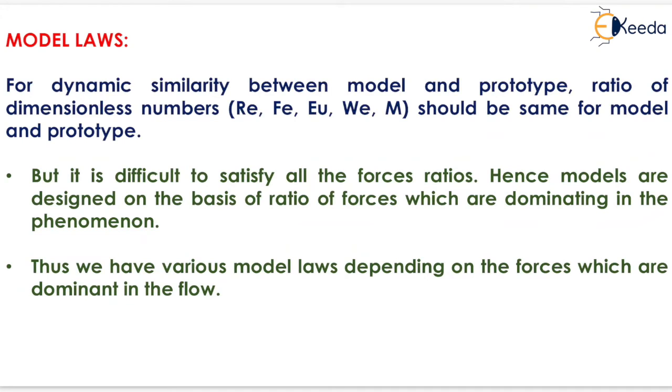For dynamic similarity between model and prototype, the ratios of dimensionless numbers, that is the Reynolds number, Froude number, Euler's number, Weber's number, and Mach number, should be the same for model and prototype. But it is difficult to satisfy all the force ratios. Hence, models are designed on the basis of the ratio of forces which are dominating in the phenomena. Thus, we have various model laws depending on the forces which are dominant in the flow.